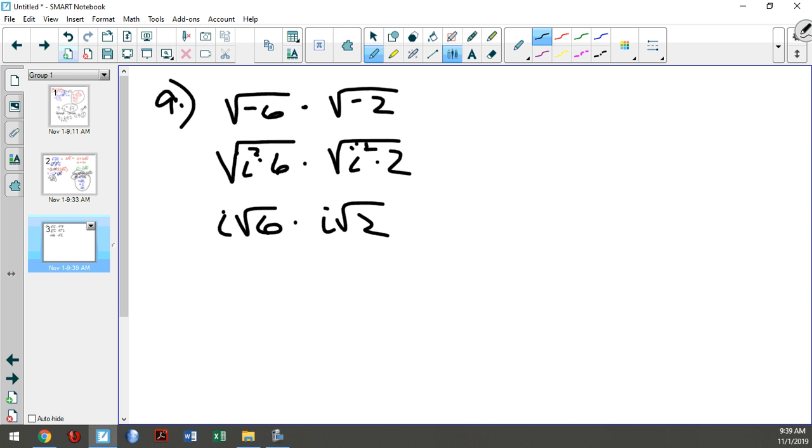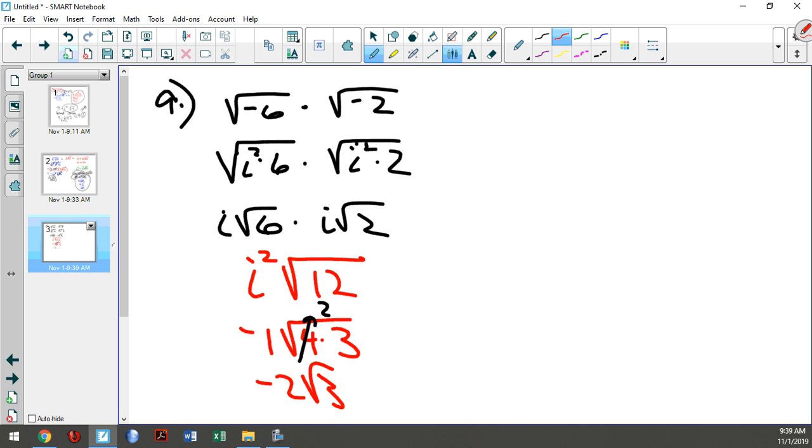Now multiply the i's on the outside to give you an i squared, and then multiply the 6 and the 2 together to give you a 12. So i squared is -1, and this is going to be 4 times 3. That comes out as a 2 to give you -2 square roots of 3. Do you understand where you messed up? Okay, turn 2-4 over. Or do we have another issue?